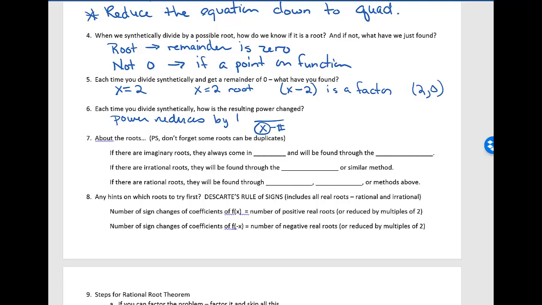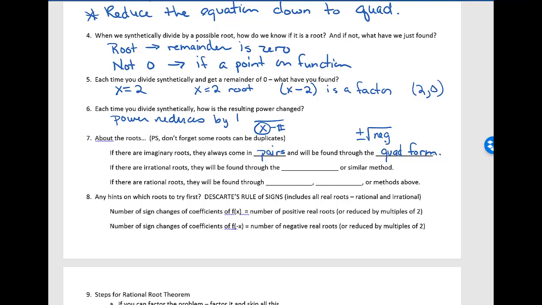Now, a couple special things about the roots, and don't forget that you can also have duplicate roots. If there are imaginary roots, they always come in pairs. That's because they're found through the quadratic formula, and the imaginary is going to come out of that plus or minus the square root. If we have a negative in the square root, it's going to give us an imaginary number plus or minus. So it's always going to be in pairs.